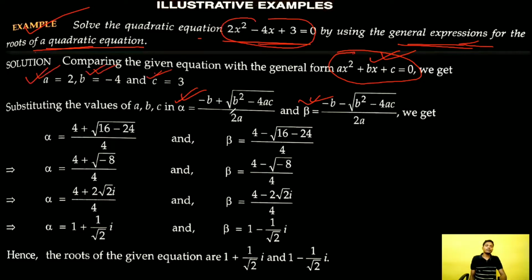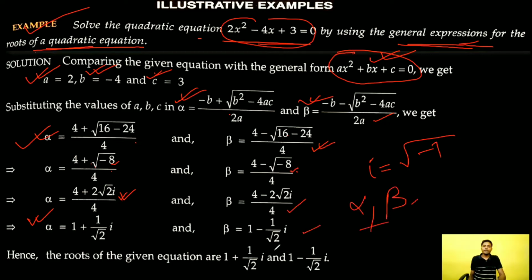So if we put the values of a, b, c in alpha, we will have this. If we simplify this, the expression under the root is negative, so this is a complex number, because we know i is equal to root over minus 1. So alpha is a complex number. Similarly, if we put the values of a, b, c in beta, then we will have this beta, and the expression under the root is negative, so this is a complex number. So both alpha and beta are complex numbers.